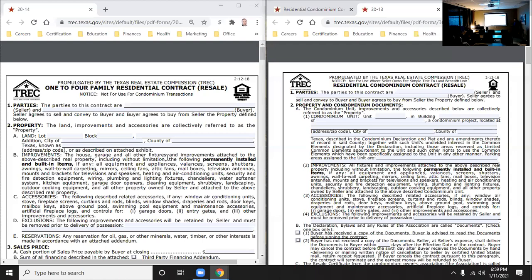There can be a situation where a seller might actually own the land underneath their condominium. And if they do, you can't use this contract at all.